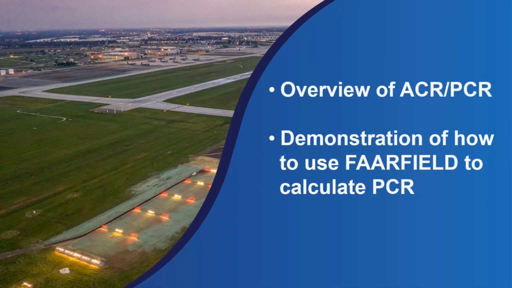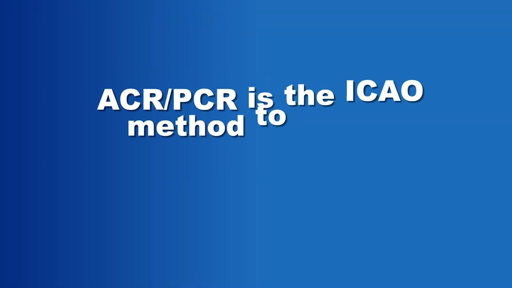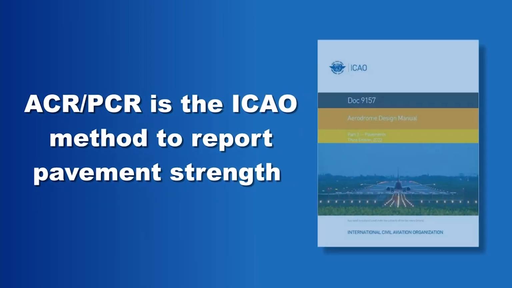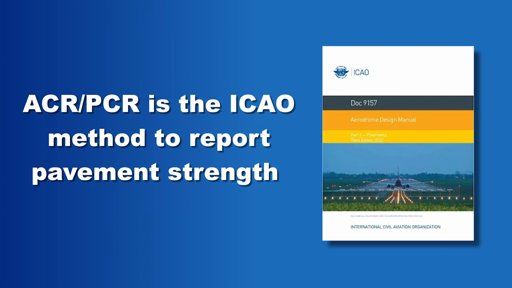This video will include an overview of ACR PCR, and a demonstration of how to use FAARFIELD to calculate PCR. Aircraft Classification Rating (ACR) and Pavement Classification Rating (PCR) is the International Civil Aviation Organization (ICAO) method to report pavement strengths. These ratings allow aircraft operators to evaluate the load carrying capacity of airfield pavements and determine if individual aircraft operations can be accommodated.